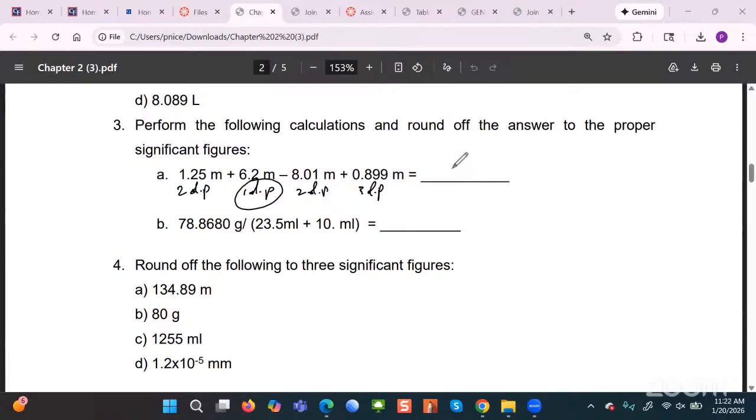1.25 plus 6.2 plus 8.01 plus 0.899. And according to my calculation, oh, this can be right. I forgot to subtract. 1.25 plus 6.2 minus 8.01 plus 0.899. And this is what I have on my display, 0.339 meters, right? But as I said before, I have to round off the final answer to one decimal place. So the final answer is going to be 0.3 meters.